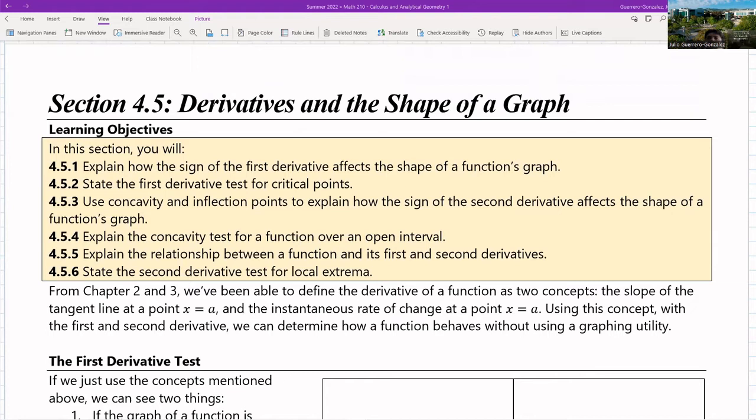Hello, everybody. This is the lecture for section 4.5, derivatives and the shape of a graph. Like I said in previous sections, chapter 4 deals with the application of the derivative. Specifically, we've been building up slowly, bit by bit, to trying to determine what a graph or a function is actually doing without being able to graph it. That's what we're going to be doing here today.